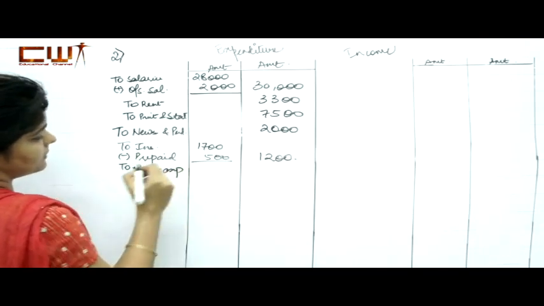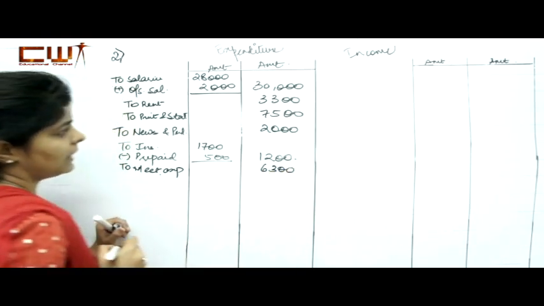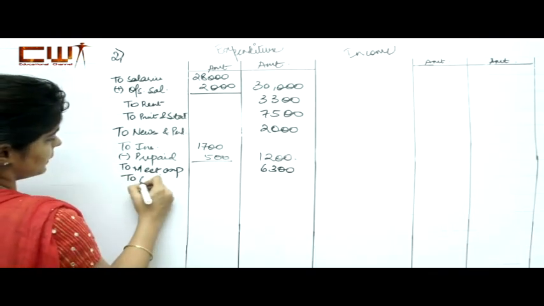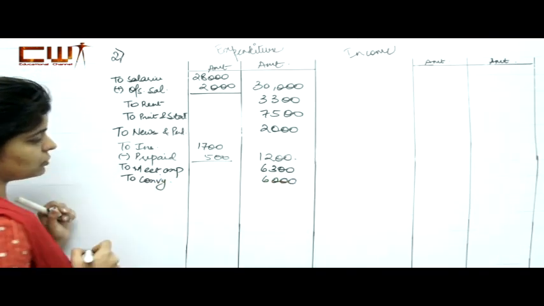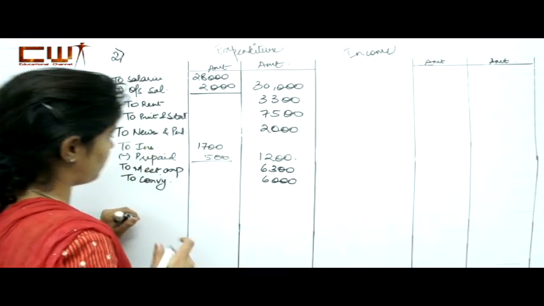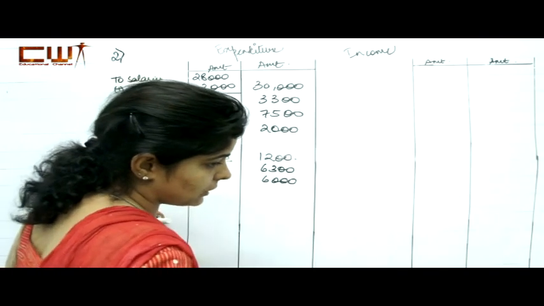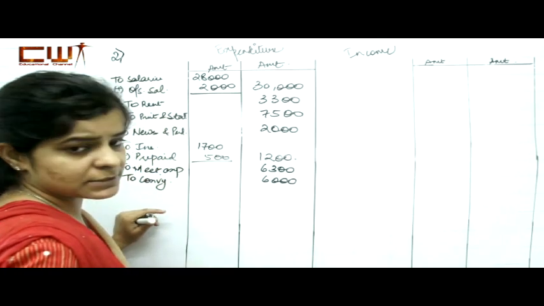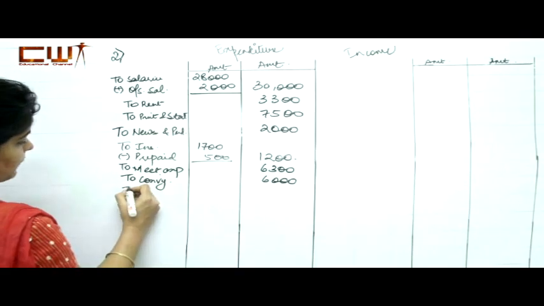To meeting expenses, how much are the meeting expenses? 6,300. Conveyance 6,000. Then they have given the depreciation on furniture and equipments. They say you have to write the depreciations separately. How much? Furniture 1,200, equipment 2,700.